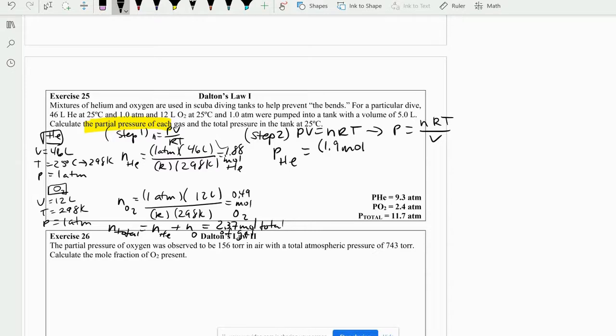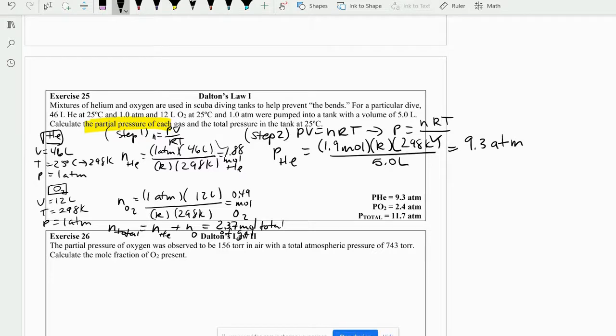1.9 moles, which we just calculated from the previous step, times our R constant, times our temperature in Kelvin, which is 298. And here you're going to divide by the total volume of the tank that these gases are being held in. If you go back to the problem, that was 5 liters. When I get the value here, the pressure exerted by helium is 9.3 atmospheres.